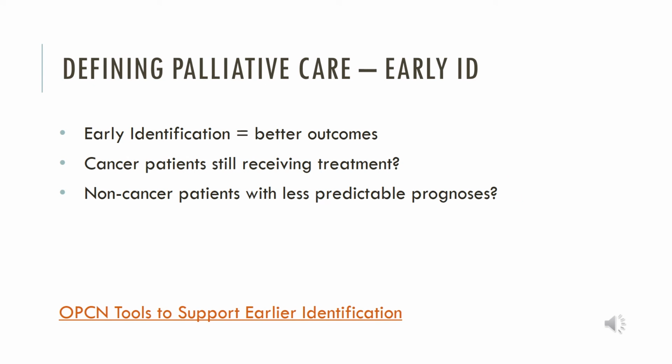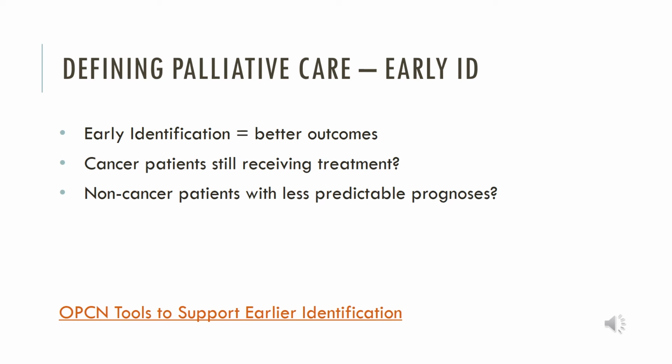The current literature on palliative care has shown that earlier identification of patients with palliative care needs results in better outcomes. These outcomes include better quality of life, less time spent in hospital, and a higher likelihood of people dying in the place of their choosing. The link included here will take you to a listing of and links to tools to assist you with early identification of patients with palliative care needs.